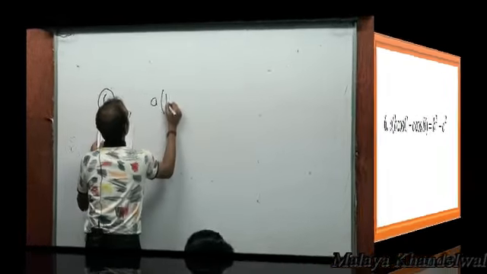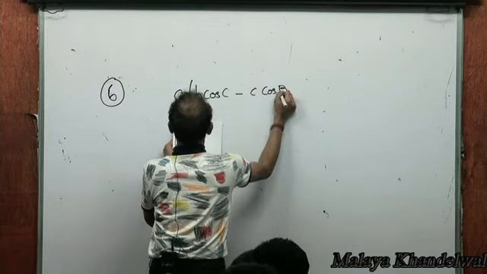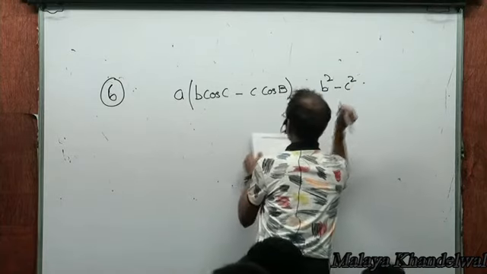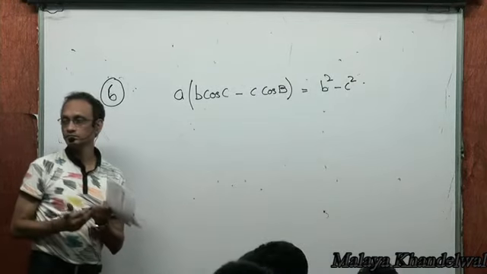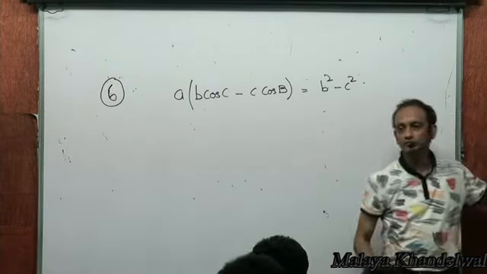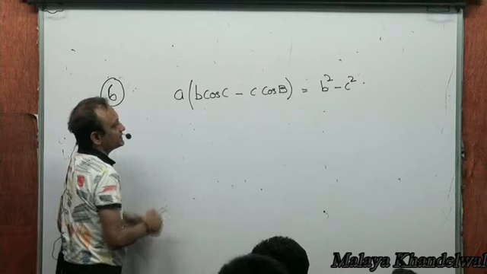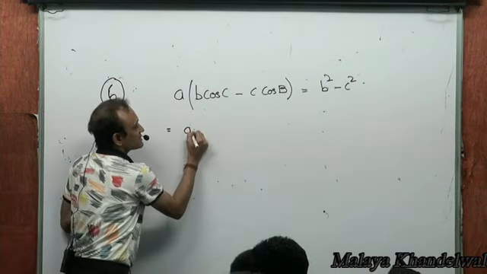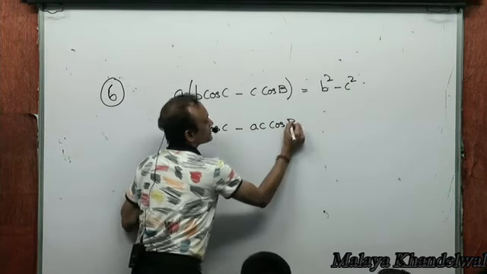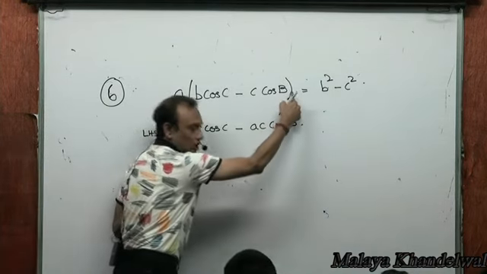a into b cos C minus c cos B is b squared minus c squared. What do we do with this? Either we can write this as ab cos C minus ac cos B. That's the left hand side, right? ab cos C minus ac cos B.